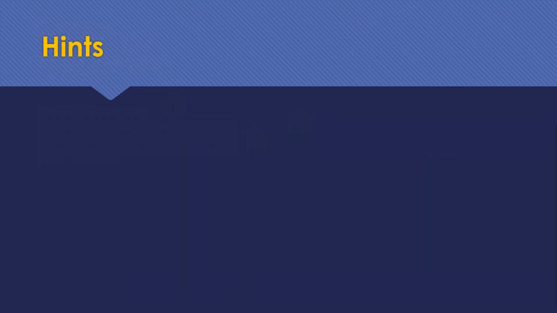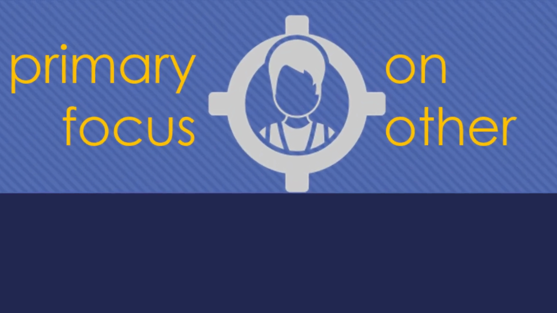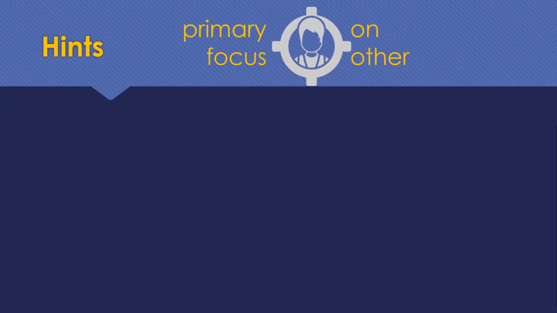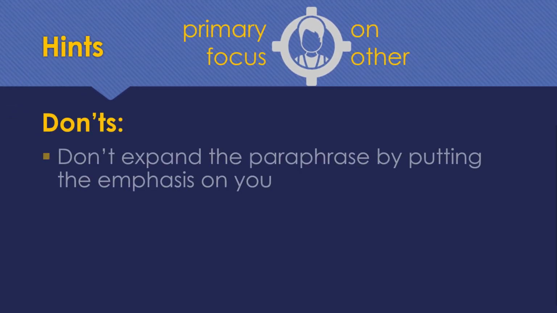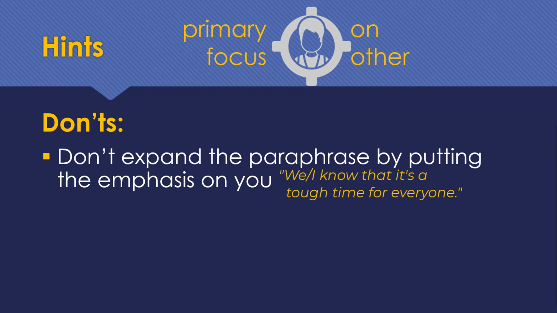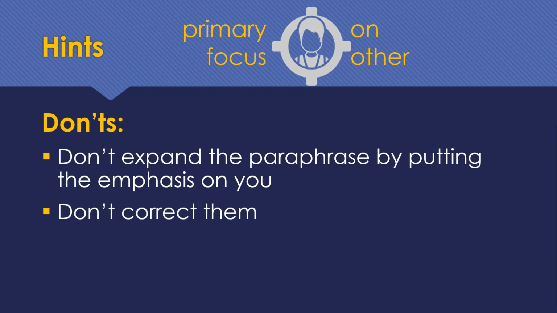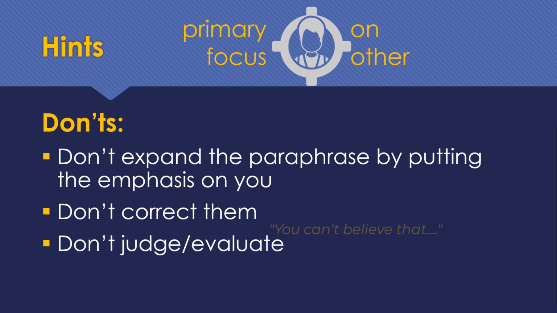Now let's look at some hints as to how you can use your language so you are more likely to get a positive response to your paraphrases. Consider, your primary focus is the other person. So put your effort on what the person is saying or implying, not what you wanted or expected them to say. That means 3 things you should not do, some don'ts. First, don't expand the paraphrase to put the focus on you by saying something like, "We or I know that it's a tough time for everyone." Second, don't correct them to what you thought they meant to say, like, "I think you mean." And finally, don't judge or evaluate their comments. "You can't believe that," or "Aren't you exaggerating a bit?"